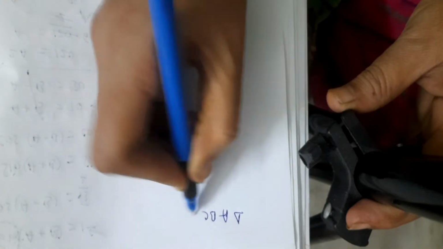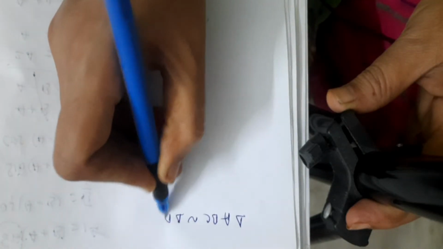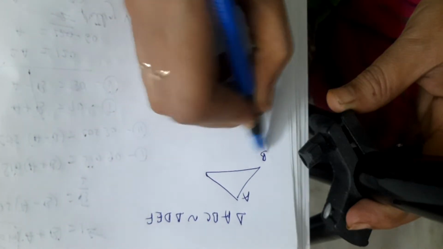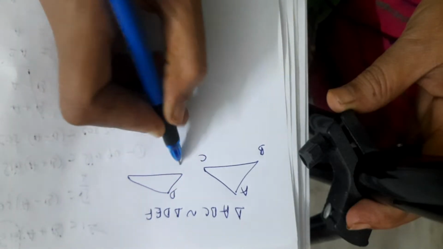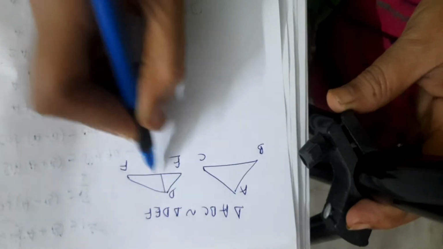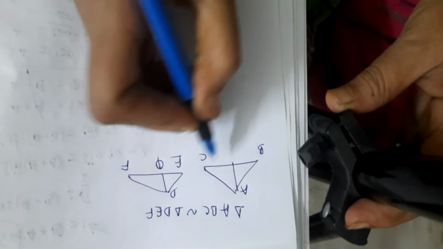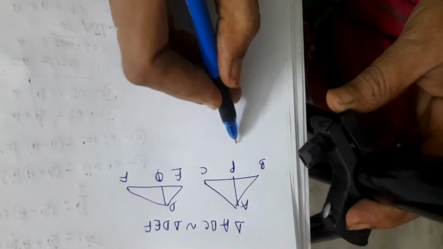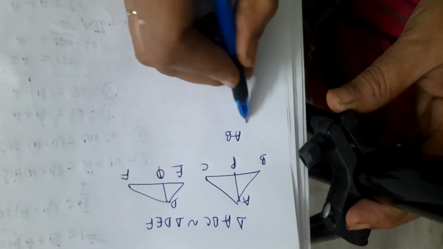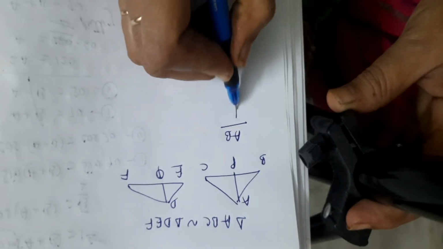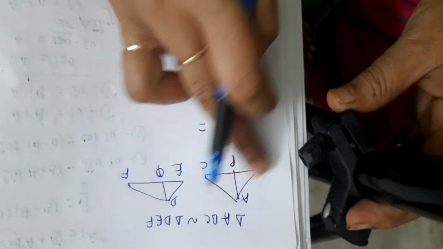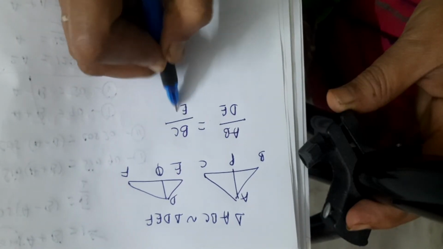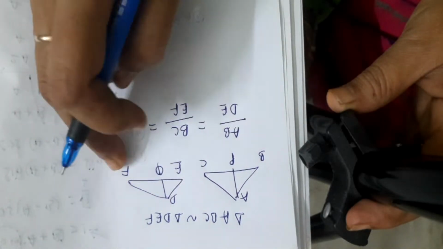Triangle ABC is similar to triangle DEF. So two triangles were there. For your convenience, I drew the figure again so that you can get it properly. Now both the triangles are similar, so their sides ratio will be equal. As it was given similar, AB upon DE will be equal to BC upon EF equal to AC upon DF.